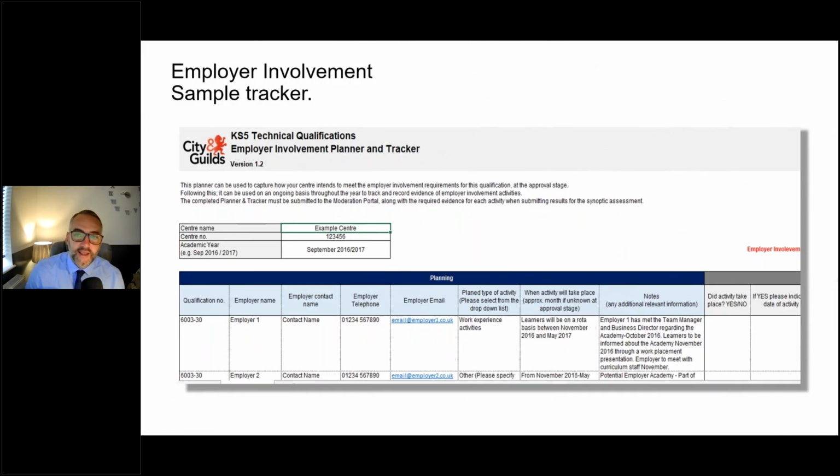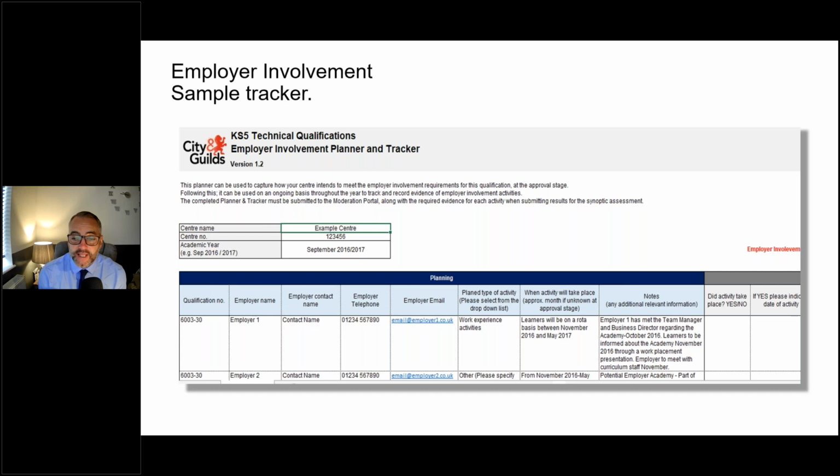So here we are. This is the exemplar. And you can see it's quite straightforward, really. You know, the qualification, names, etc., contact details, and then the type of activities and some additional notes. So what we say is this is a planner.